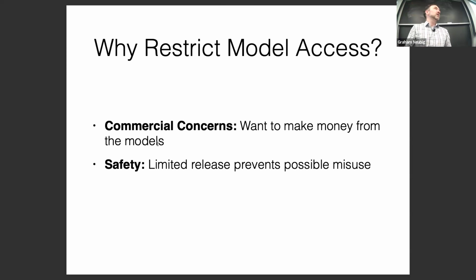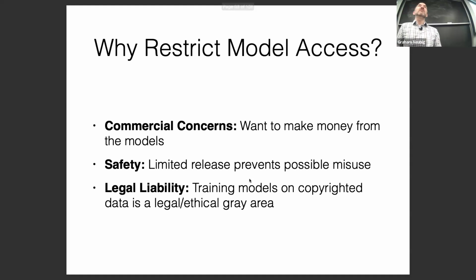Number two, safety. I think there are very legitimate concerns that if you release strong models, people might use them for bad things, like creating fake content online or doing spear phishing attacks against people and trying to scam them out of money. And then the final one is legal liability. Training models on copyrighted data is a legal gray area, as I just mentioned. So they don't want to say what data they trained on, because if they do, then they might get sued. So these are the three main concerns.